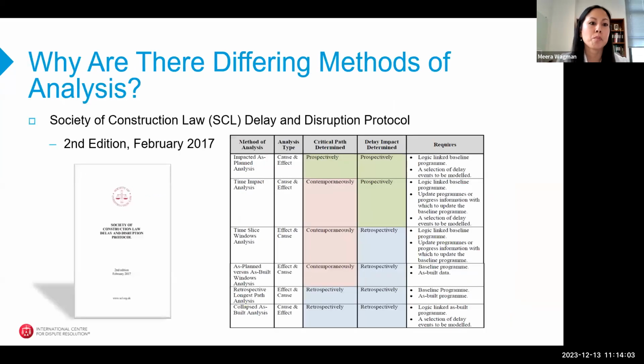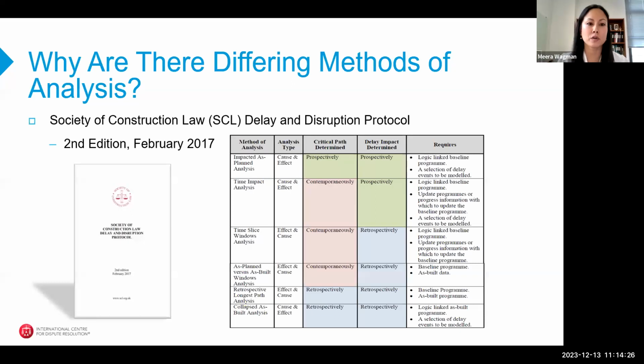Next, please. There are different methods of delay analysis. The Society of Construction Law, we've excerpted their summary table here, which talks about the 6 main types of delay methods that are in the industry. I'm not going to go through the table completely, but the reason why there are different methods can be based on a whole host of things.